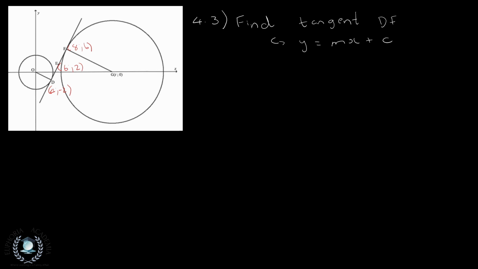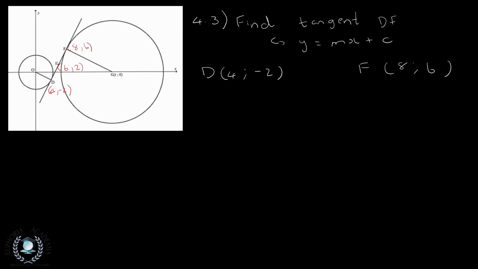Right, we're told to find the common tangent DF, we're meant to find its equation in the form y is equal to mx plus c. All right, so we already know that we have 2 points essentially on this tangent. For me, I'm going to use point D, which has the coordinates (4; -2), and point F, which has the coordinates (8; 6).